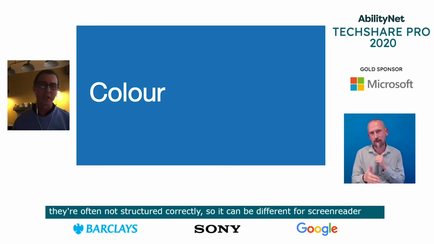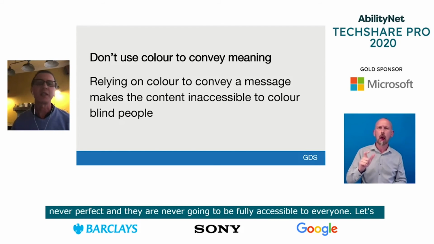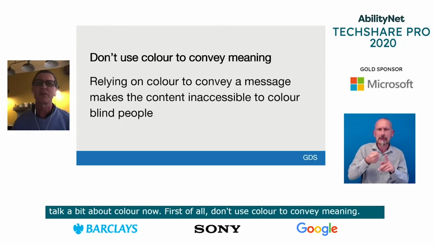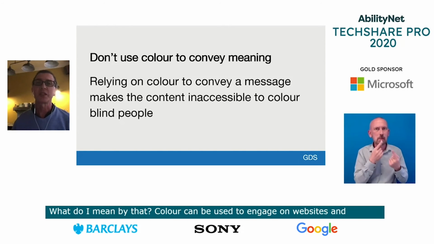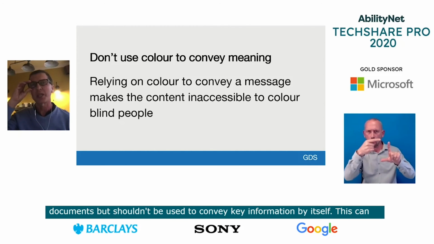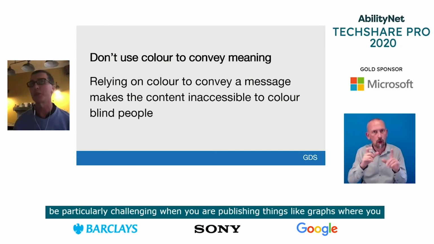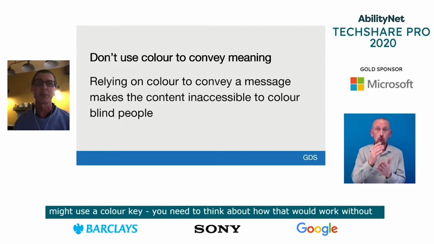Let's talk a bit about colour now. First of all, don't use colour to convey meaning. What do I mean by that? Well, colour can be used to add emphasis and to engage on websites and in documents, but shouldn't be used to convey key information by itself. This can be particularly challenging when you're publishing things like graphs, where you might use a colour key. You need to think about how that would work without the colours, and you can test that by printing things in monochrome, or using a browser plugin, for example, to test things in monochrome.